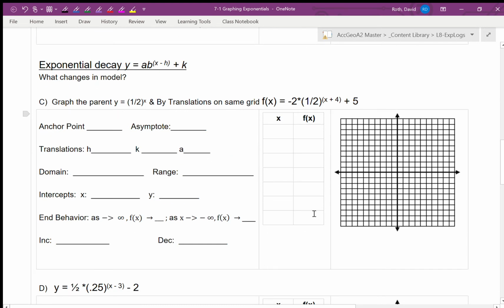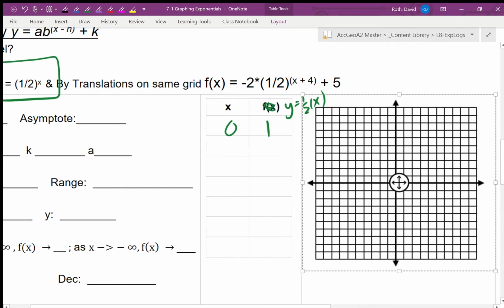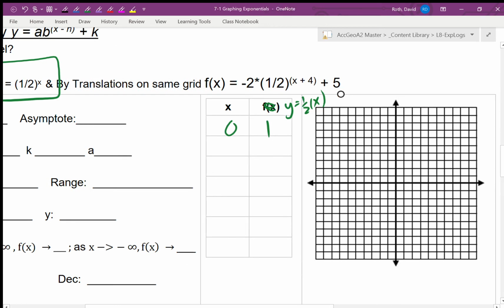Exponential decay. Let's look at this one. Parent graph 1/2 to the x. What color should I do this one in? I'll do it in green. So we'll start off doing this as the y equals 1/2 to the x. I might use this grid for the other function in just a sec. Notice in this case, when I do 0, 1/2 to the 0 power, still 1. Still that exact same anchor point.